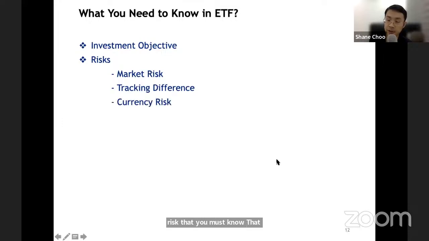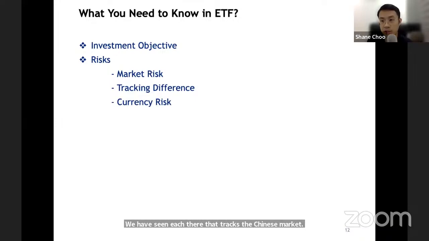The third is currency risk. When you invest in the ETF, does it involve foreign currency? Because some ETFs, for example, just now we have seen ETFs that track the US market and the Chinese market. If they are buying into Chinese equities or American equities, then they will involve currency risk. Okay, and some ETFs could be quoted in US dollar, so that also involves currency risk.